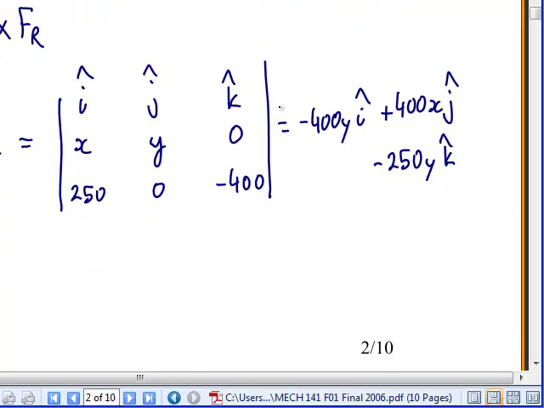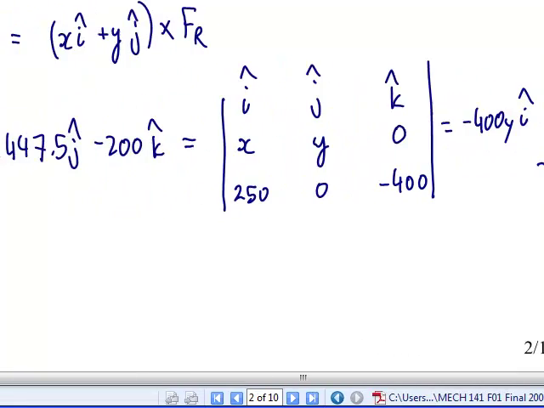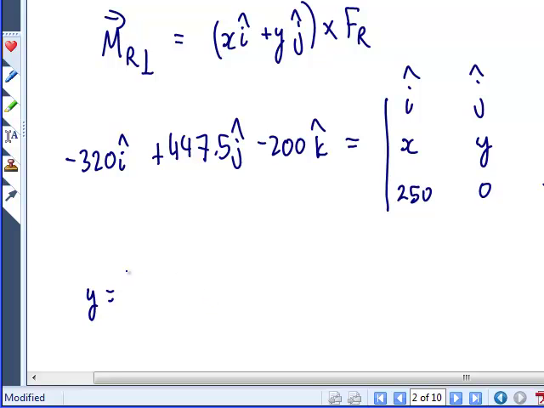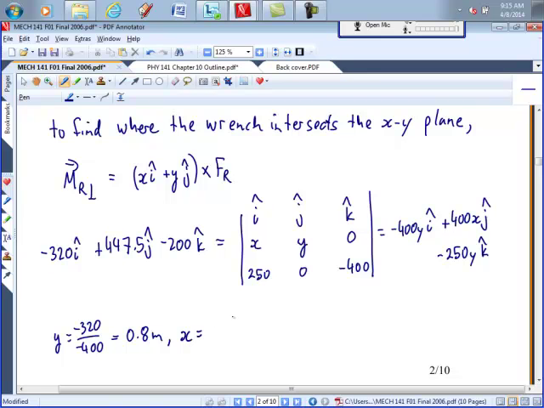So the first equation would be the I hat terms. So basically we have y equals negative 320 over negative 400. Should be 0.8. Right? Yep, okay. X is going to equal 447.5 over 400. And then our last one, which is a check. It's only a check for y, but at least it's a check. Would be y equals negative 200 over negative 250, which is also 0.8. So the check works.